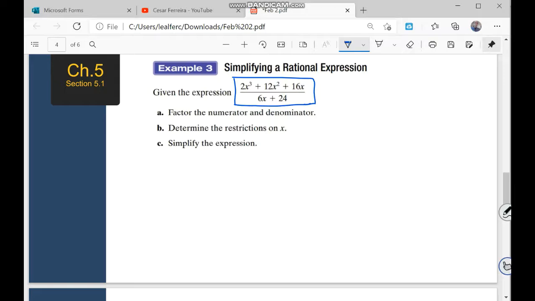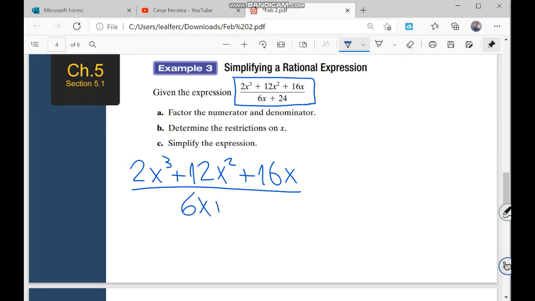And the rational expression is 2x cubed plus 12x squared plus 16x over 6x plus 24. Don't need to be scared right now. It looks like one of the hardest questions on the quiz. The quiz is much simpler. If you understand how to work this, you will be able to work the hardest question of the quiz.